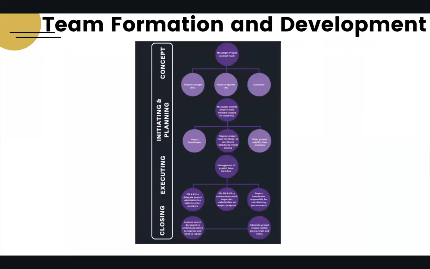This, again, I've included a PDF of this page as well on Google Drive for you to have a look at. And this is about the team formation and development at each of the phases. So that's basically who is involved at each phase.